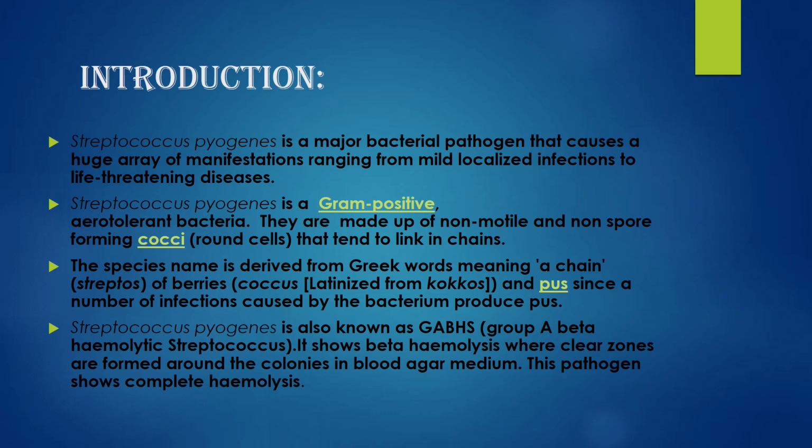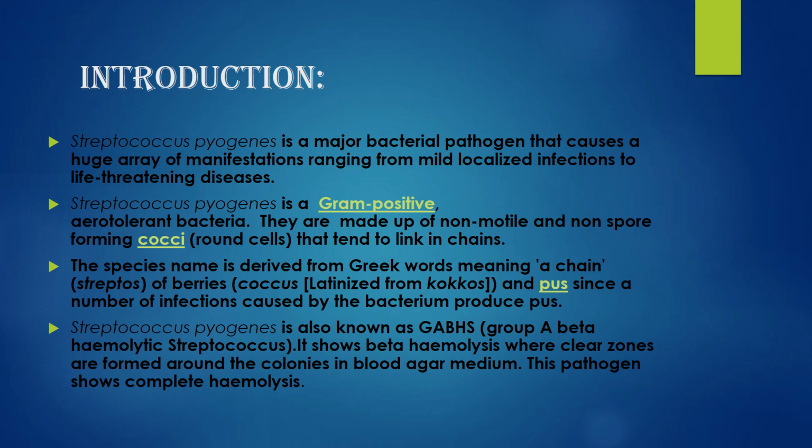Streptococcus pyogenes is also known as GABHS. What does that signify? It signifies Group A beta hemolytic streptococcus. What is this Group A beta hemolytic streptococcus? It shows beta hemolysis. What is beta hemolysis? Beta hemolysis is a phenomenon where clear zones are formed around the colonies in blood agar medium.